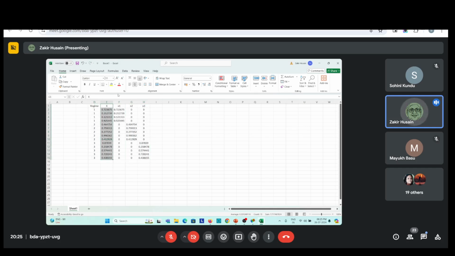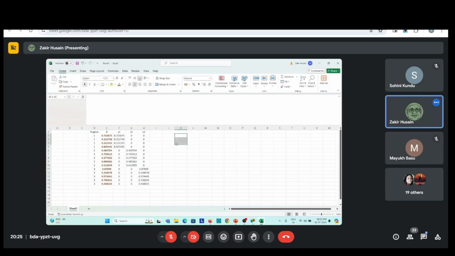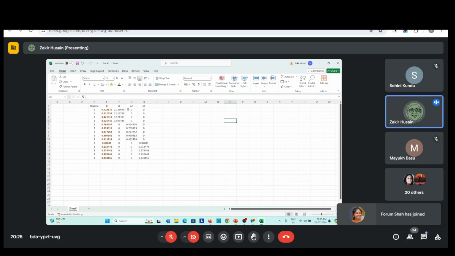So this is the mother variable. And we convert it into as many variables as there are regimes. So if you have 5 regimes, we will convert it into 5 variables. If you have 10 regimes, 10 variables will be created. Okay, is it clear, everyone?